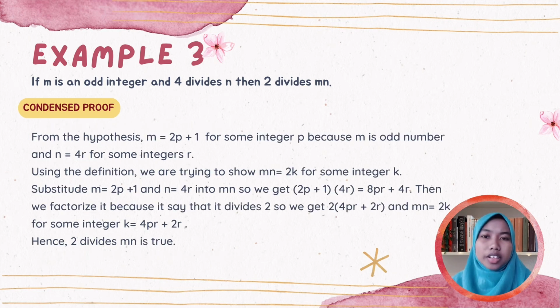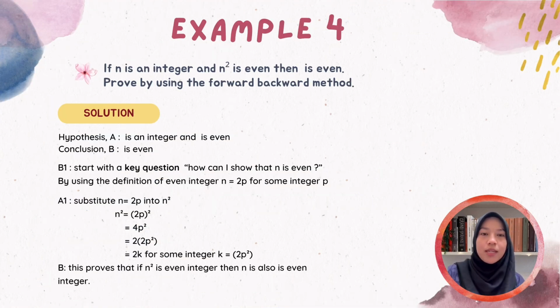So here is the content proof for example 3. Now I will explain the last example. The question is, if n is an integer and n squared is even, then n is even. Prove it by using the forward-backward method. For this question, I will explain and prove by using the backward method. So the solution is, first we write our hypothesis and conclusion, A and B, which is A: n is an integer and n squared is even, and B: n is even.